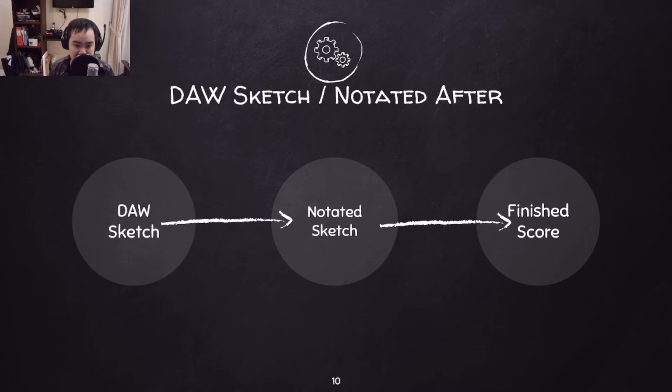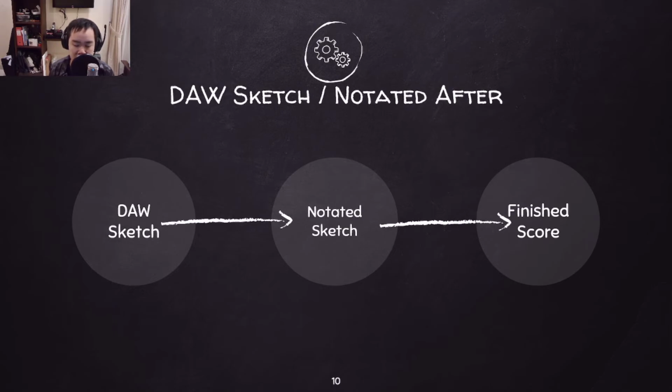They will sketch everything out in their DAW. Once that's done, they'll have the notated sketch. They'll just transfer this DAW sketch into notation, and from this notation sketch, like I said, it could still be very vague, or it could already be separated into part scores.